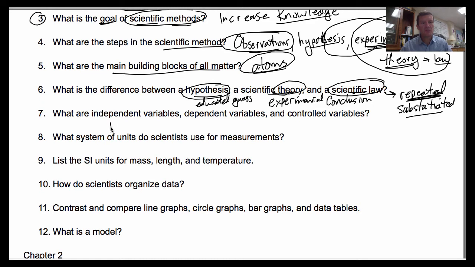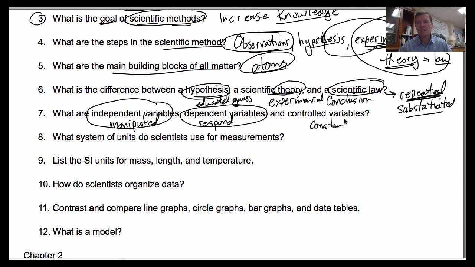Independent variables, those are the ones that you manipulate. Those are the ones that you control. You control the independent variable. The dependent variable are the ones that are going to respond to what you do. They're the ones that are going to change based upon what you do. And then the controlled variables are the ones that you keep constant. You do not change those.